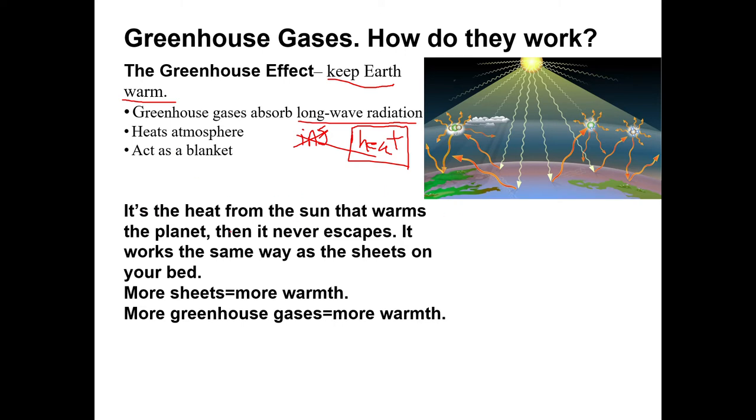If the heat from the sun warms the planet, it never escapes, right? If it's absorbed by these molecules, it kicks it back down in the atmosphere, and things just get warmer and warmer. And like I said, it's kind of like bed sheets. The more greenhouse gases we get, the more warmth is trapped, just like sheets or blankets.